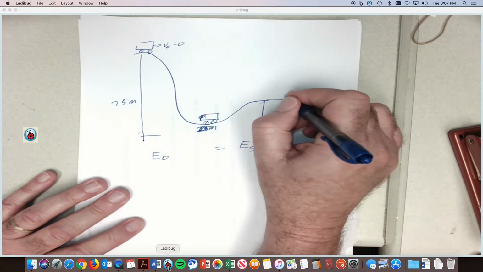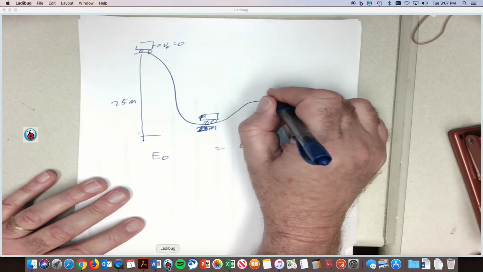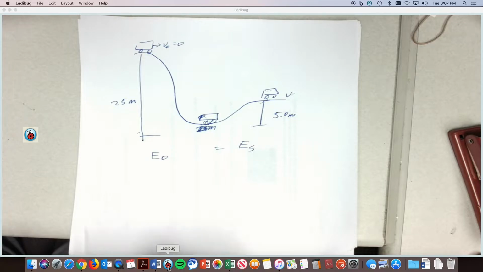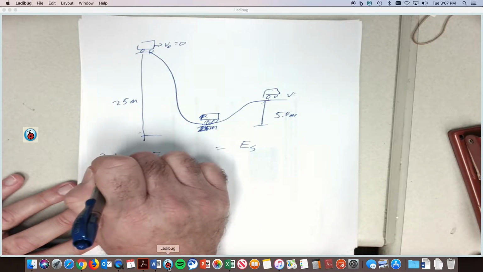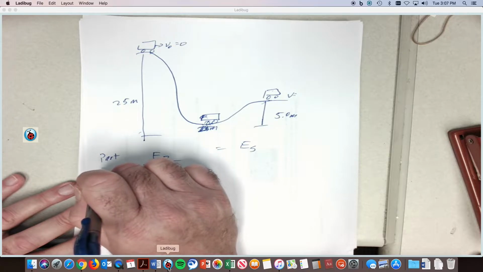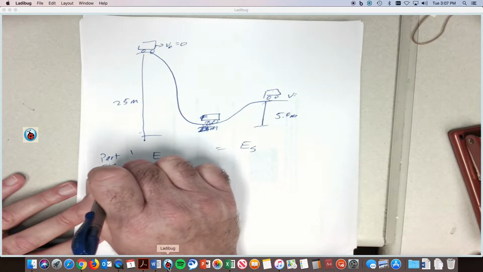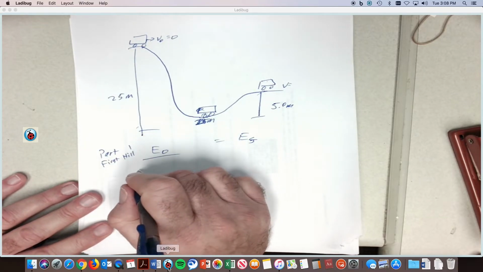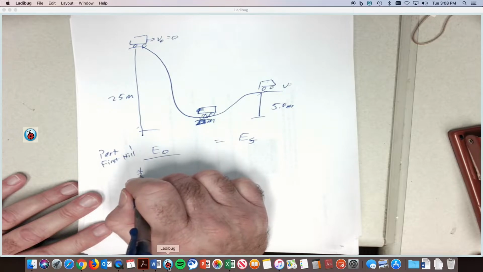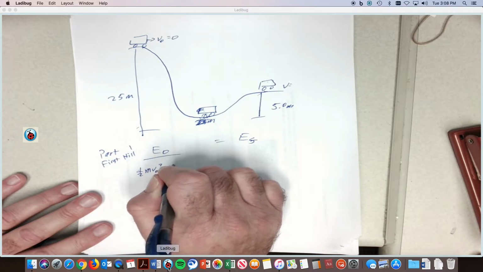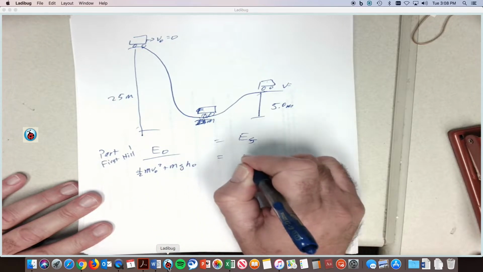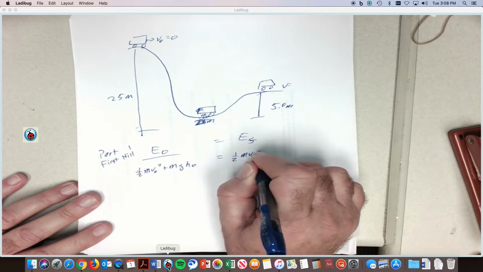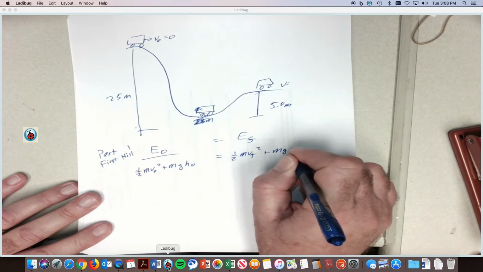And then we're going to find the final velocity when it's here, which is what we found today. So let's find it when it gets down to there. So part 1, first fall, first hill. The energy before is 1/2 m v naught squared plus m g h naught. This is the way you do it. It is equal to 1/2 m v final squared plus m g h final.